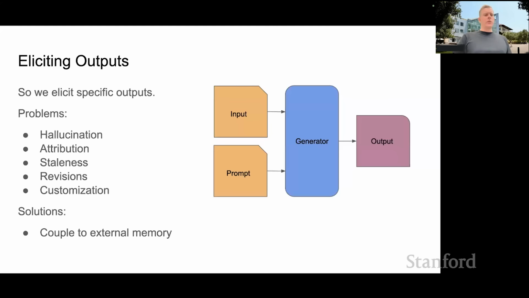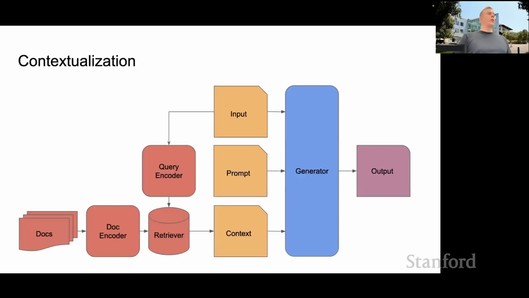And then there's this big question of how do you customize these models? So different people have different use cases. You have different data. If you're a company or if you want to have a language model on your own data, how do you make it work on your own data? So one of the solutions that everybody has started using right now is to couple it to an external memory. So that's really just RAG, right?